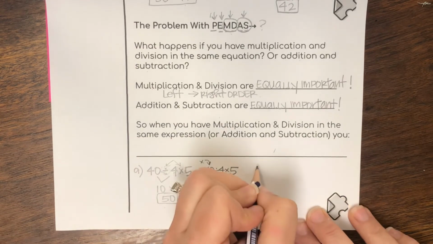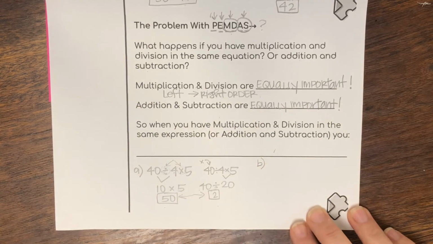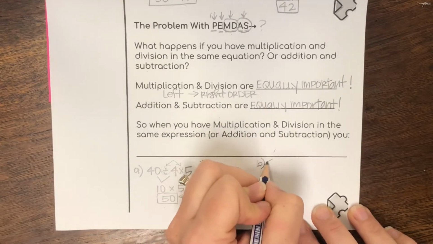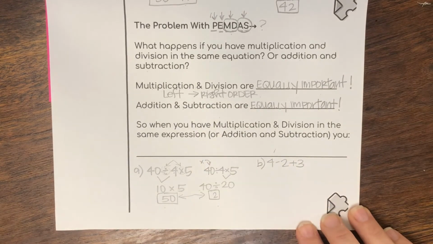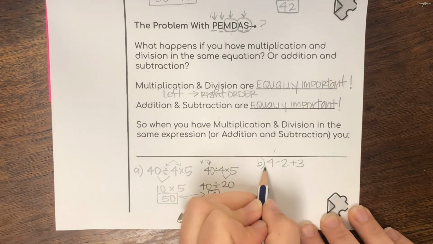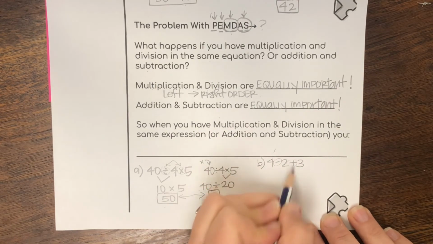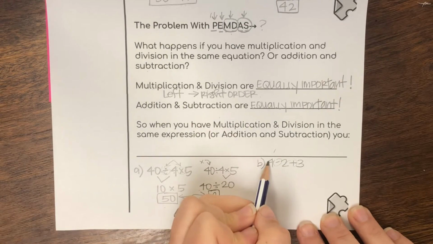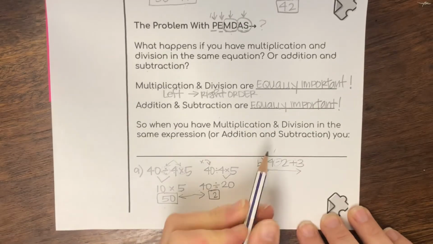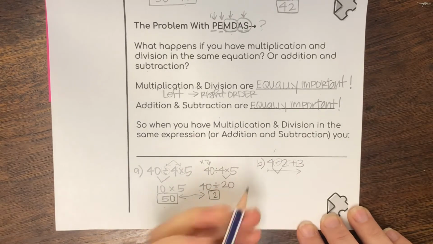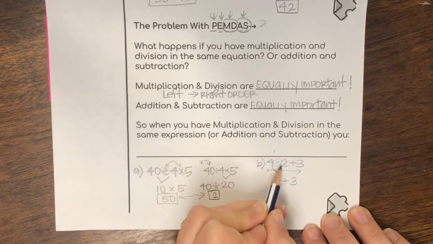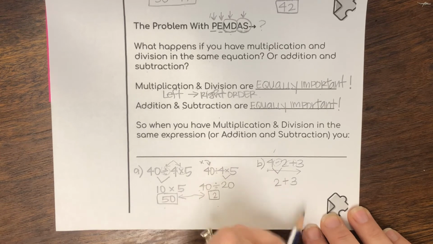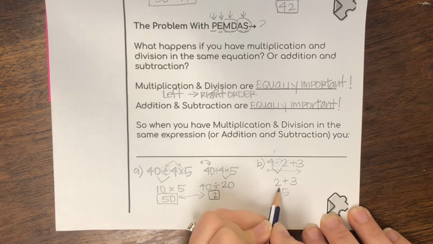We're gonna do the same thing for addition and subtraction. So let's use the equation 4 minus 2 plus 3. We're almost done. Since we're moving left to right because subtraction and addition are equally important, we're gonna do this operation first since we're going from left to right. So 4 minus 2 gives us 2. And after we've simplified this expression here, we're gonna then add 3. It's 2 plus 3 equals 5.